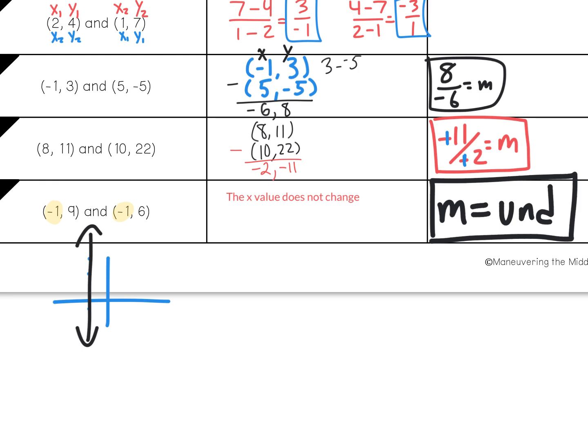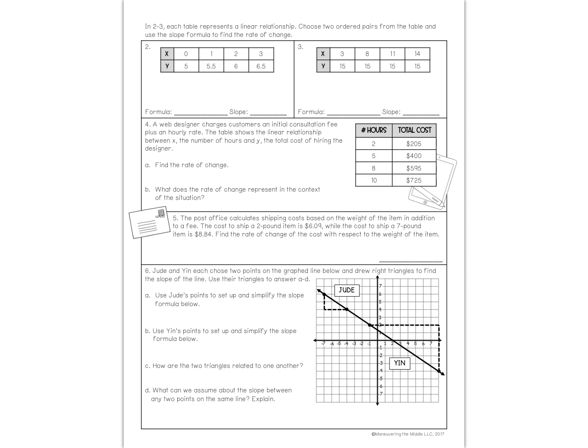So if the y values didn't change, the slope would be 0. Okay, so those are kind of opposite of each other. X values don't change, undefined. Y values don't change, 0. Okay, U and D, undefined.